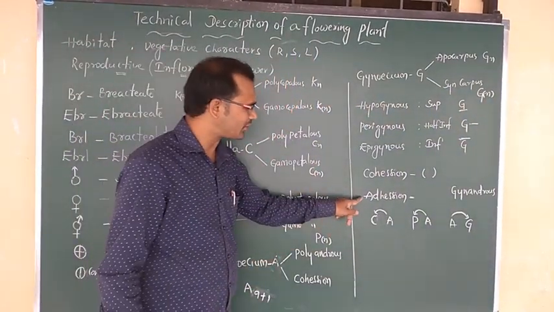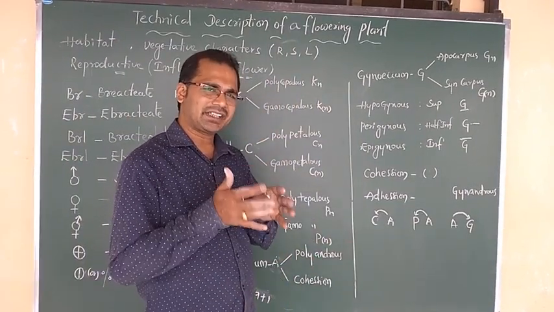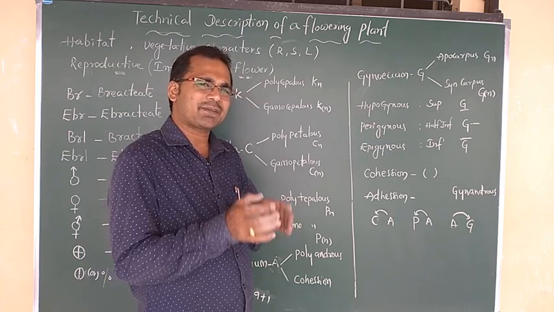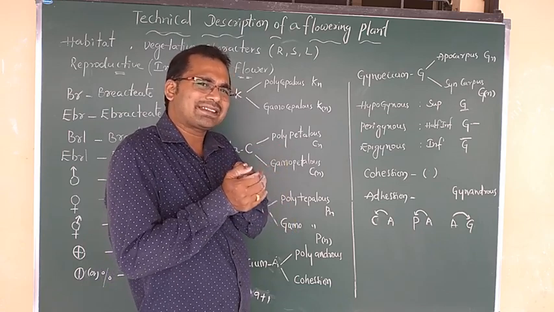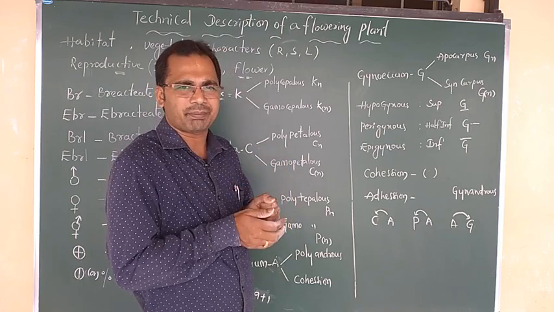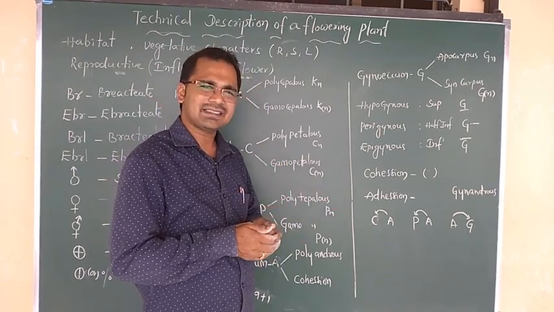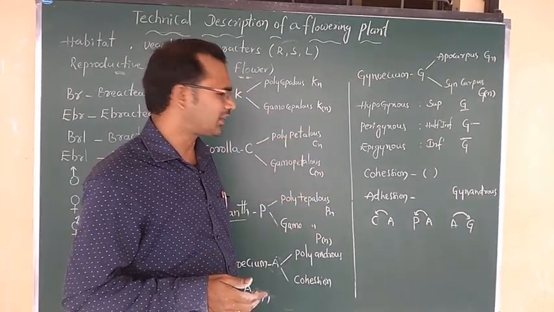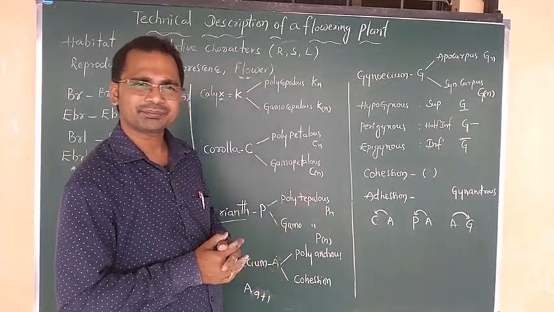This is the adhesive condition. Take care. Cohesion means the members of the same whorl united, we call that cohesion, within the bracket we are keeping. Adhesion means one whorl is attached to another whorl member. That is considered as adhesion.